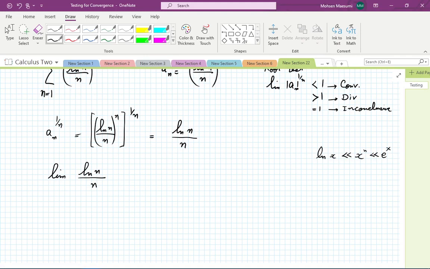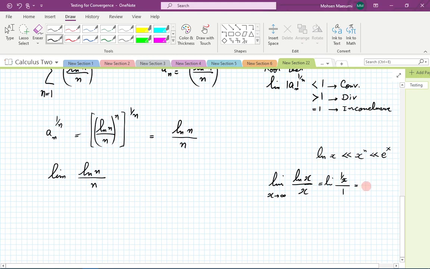More formally, what do you do? You say, okay, I have logarithm of x over x. Instead of n, we just put an x for a continuous variable, and I'm taking the limit of that when x goes to infinity. Well, a powerful tool that you have from calculus 1 is L'Hopital. The derivative of logarithm of x is 1 over x, the derivative of x is 1. You take the limit of this when x goes to infinity, and that limit is 0. That means the limit of this as n goes to infinity, since it matches that, is also 0.